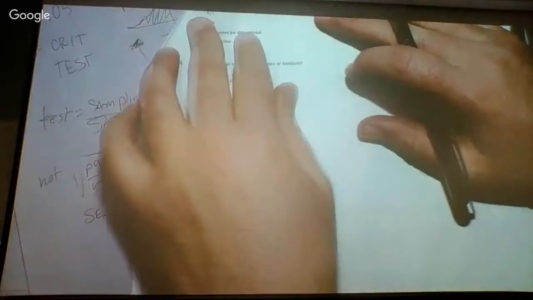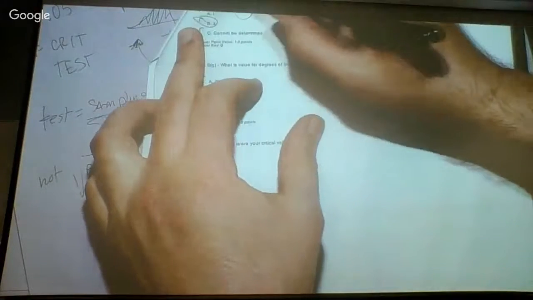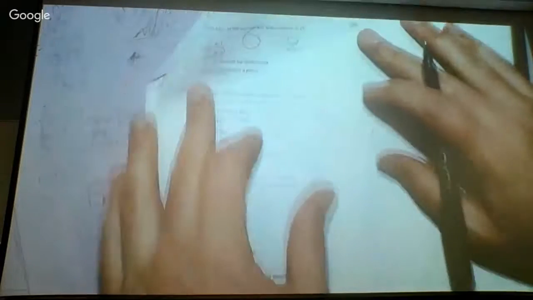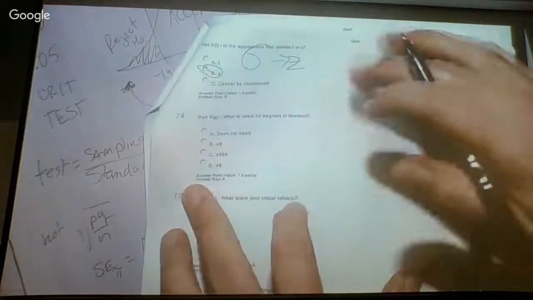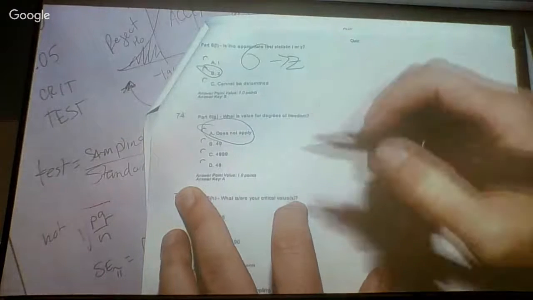T or Z, how do we know? Well, it's Z because we have sigma. Degrees of freedom doesn't apply here because we have Z. Critical values, we got two of them. They're plus and minus 1.96.